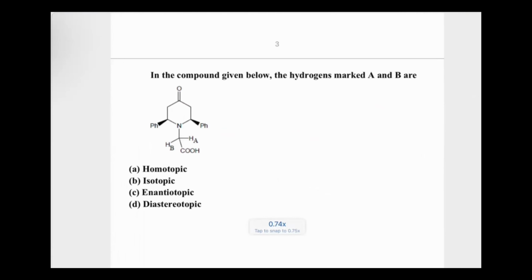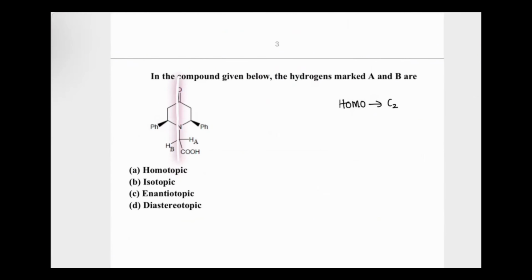Now we'll see one more example for this type of question. Suppose in this molecule, you need to find the relation between HA and HB. Here also, the first thing we have to do is find out whether they are homotopic or not. For that, we need to find whether there is a C2 in the molecule and whether these two atoms are related to each other by C2. Suppose we do a C2 in this molecule like this. After doing C2, what will happen? Both these phenyl rings will go below the plane. So this molecule does not have a C2, and these two atoms are not homotopic.